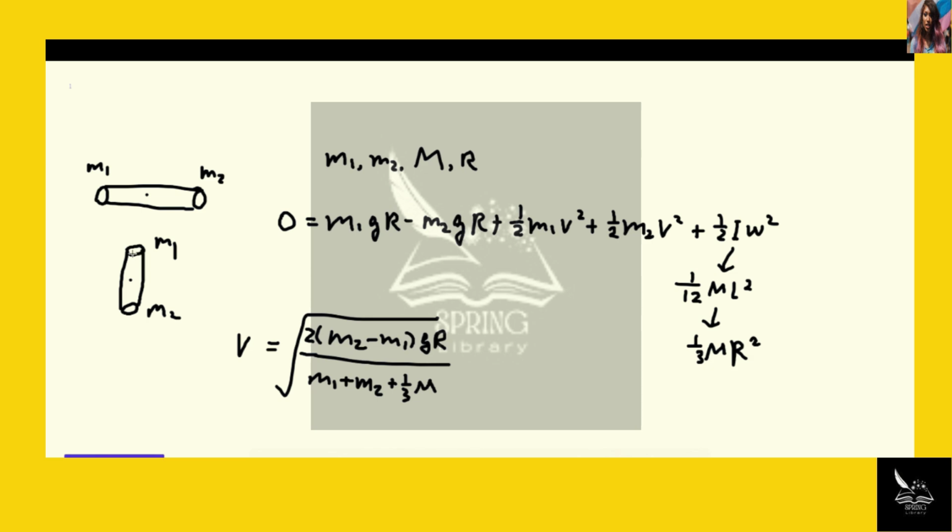So for this problem, we are given the two masses of the point particles that are attached at the two ends of the rod. We're given the mass of the rod. We're also given the radius of the rod. So we set up an equation for energy conservation.